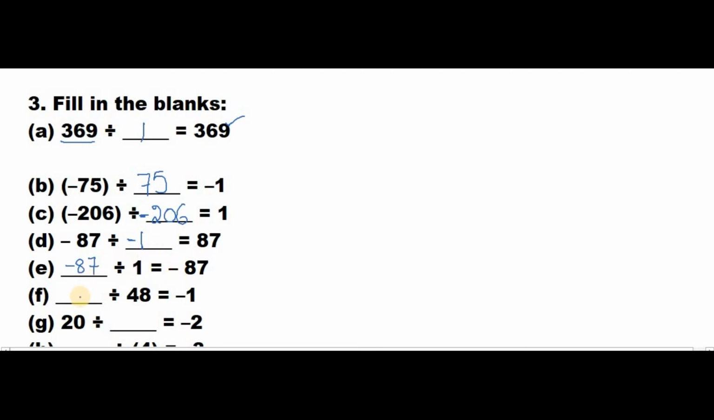Okay, now we'll move on to this. Dash divided by 48 is equal to minus 1. So with what number if you divide, you'll get 1? Yes, the same number, 48. But here it is minus 1, so that is the reason it is minus 48, because here the minus sign is not there.